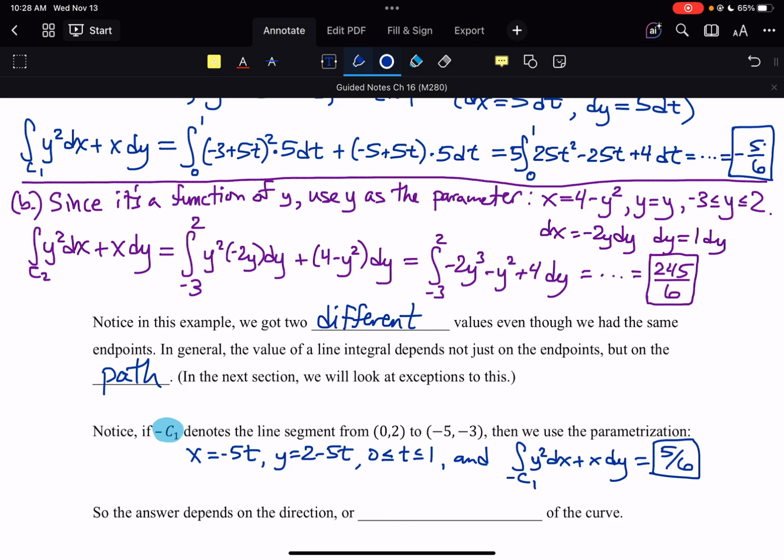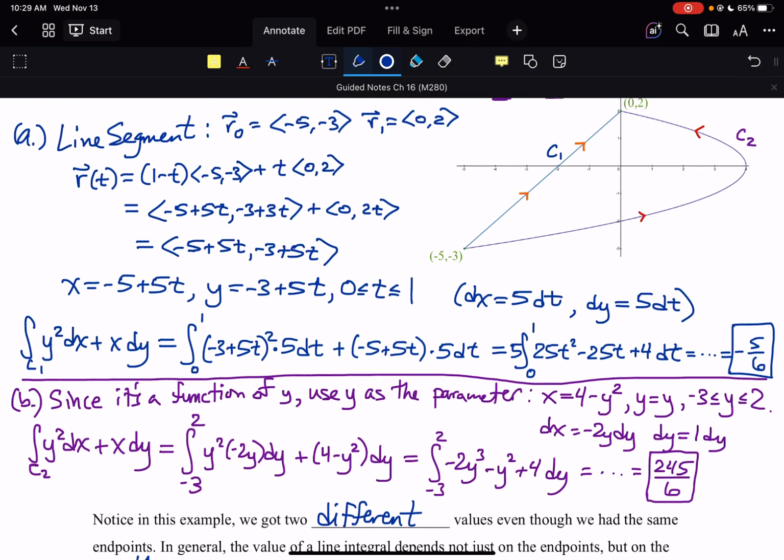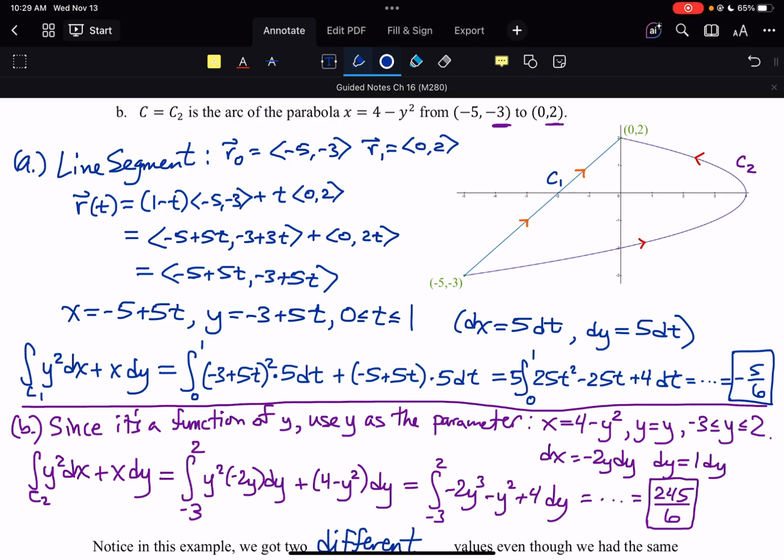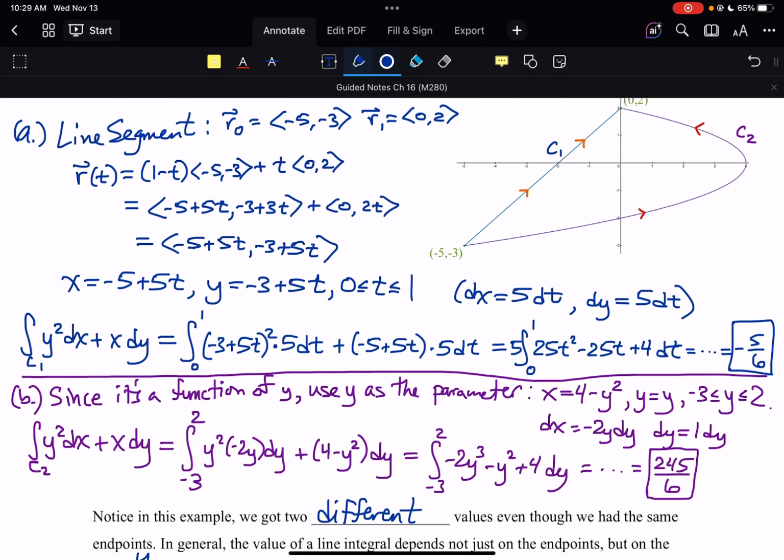So compare that to the value we got up here. It turns out that the direction or the orientation of the curve matters when it comes to evaluating the line integral. So evaluating the line integral over the line from negative 5, negative 3 to 0, 2 gives us exactly the opposite value as evaluating it from 0, 2 to negative 5, negative 3. Okay, so the direction we're going on the line matters. That's why I have these little arrows up here pointing our direction out, because we will get different answers depending on which direction we go.